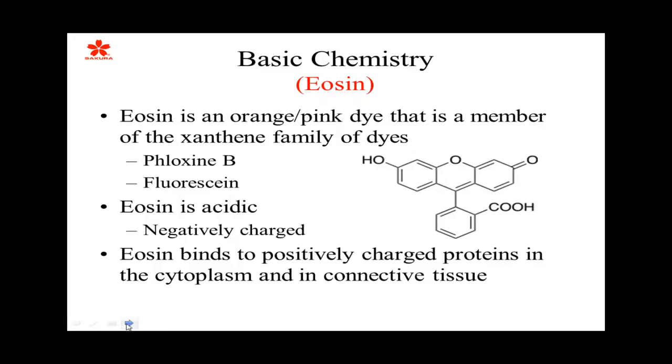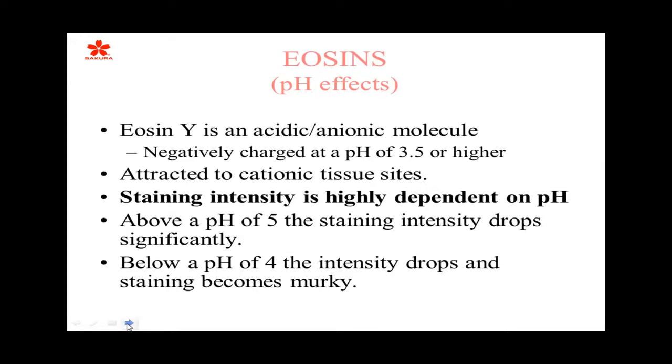So I'm going to run through these slides about eosin, just general information about eosin. It is an acidic dye. It has a negative charge. It binds to positively charged proteins in the cytoplasm and connective tissue. And this is why the cytoplasm and connective tissue have such a strong affinity for the eosin. It's very acidic, negatively charged at a pH of 3.5 or higher. The stain intensity is highly dependent on the pH of the solution. With a pH above 5 in your eosin, the stain intensity begins to drop off.